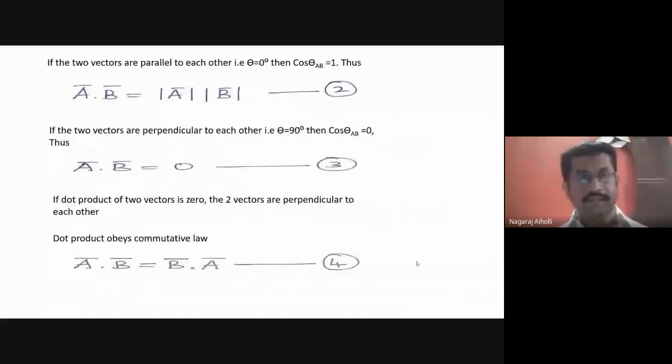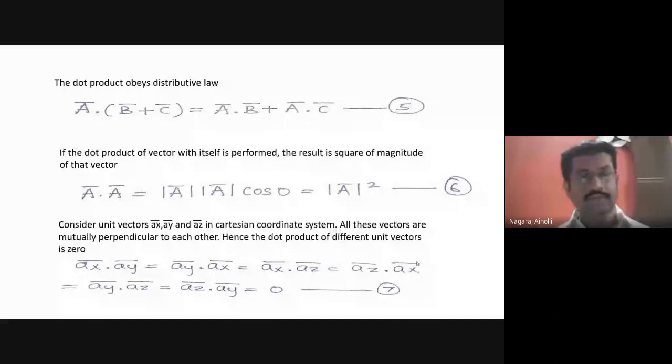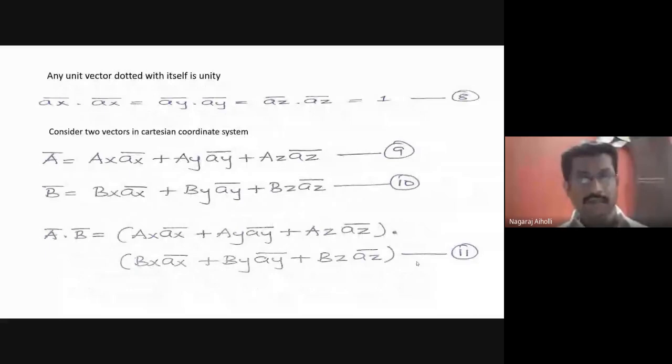Then the different properties: if the two vectors are perpendicular to each other, then A vector dot B vector is 0. A bar dot B bar and B bar dot A bar are commutative in nature. They are also distributive: A bar dot of B bar plus C bar is equal to A bar dot B bar plus A bar dot C bar. Dot product of a vector with itself is magnitude of that vector squared. The dot product of x to y, y to z, or z to x unit vectors in the Cartesian system will be 0. Any unit vector dotted with itself is 1.